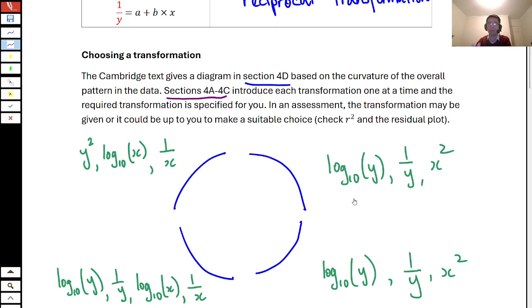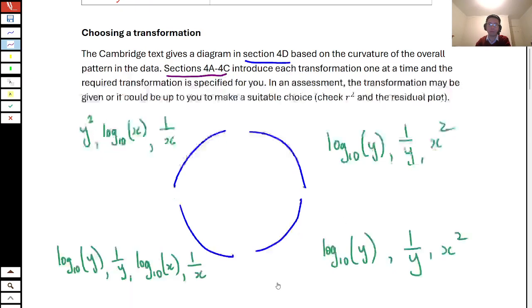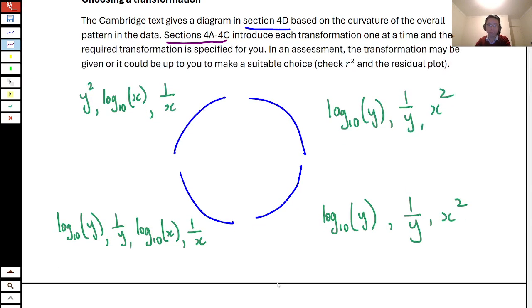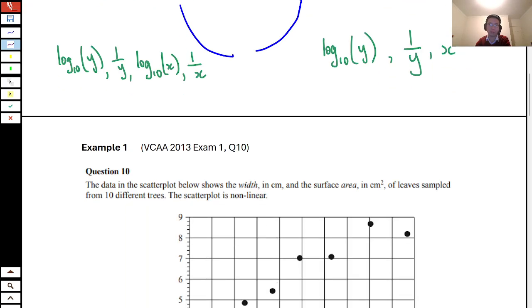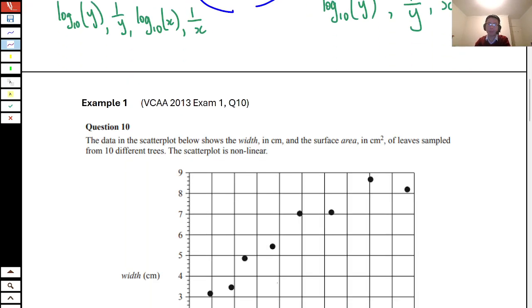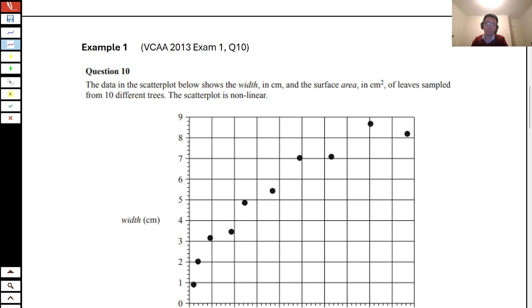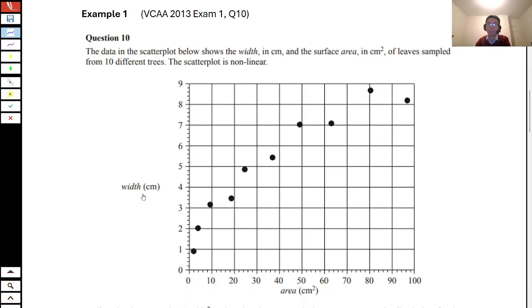So with that, we're going to leave this diagram behind, and we're now going to focus on section 4A, which is the squared transformation. So I've got 3 past exam questions for you in this video, and a CAS demonstration as well. So here's the first question. You can see the questions are very old, and that's because I've saved some of the more recent ones for your revision purposes. So this is from the 2013 exam.